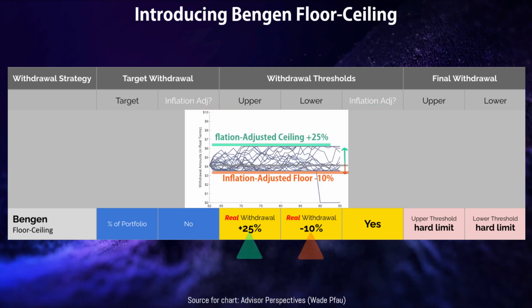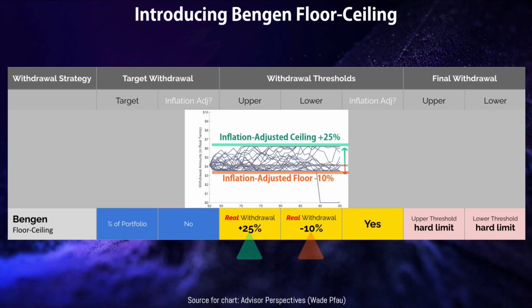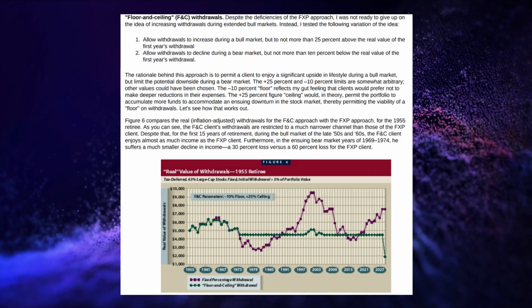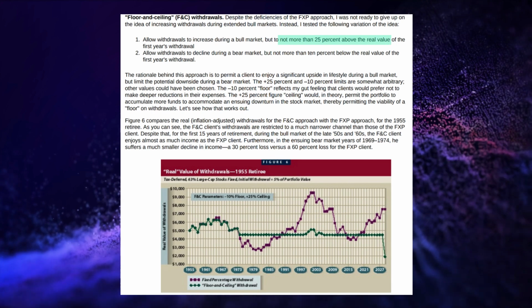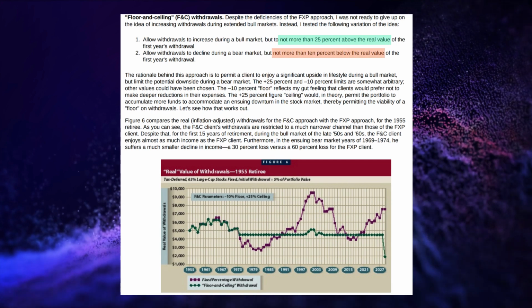The floor and ceiling are based on fixed percentages above and below the real value of the first year's withdrawal. Bengen's 2001 paper used 25% for the ceiling and 10% for the floor, noting that these values were arbitrary and more of a starting point for exploring the strategy.